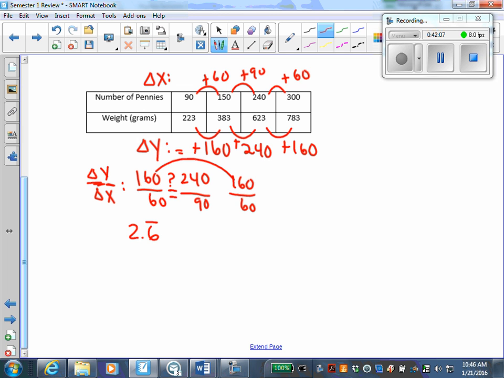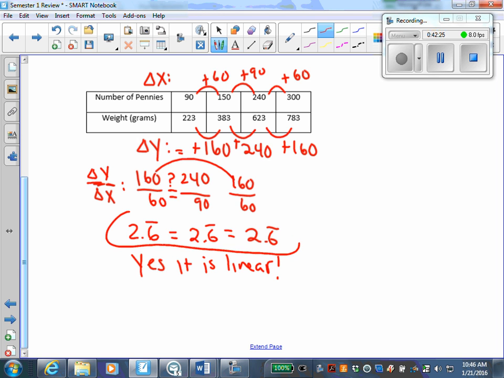And I know that this is going to be 2.6 repeating as well because it's the same as the first one. It's the same rate of change every step of the table. So yes, it is linear. And this is really what you need to show, the rate of change. It's the same. Or if it ended up not being 2.6, we would say no, it is not linear.